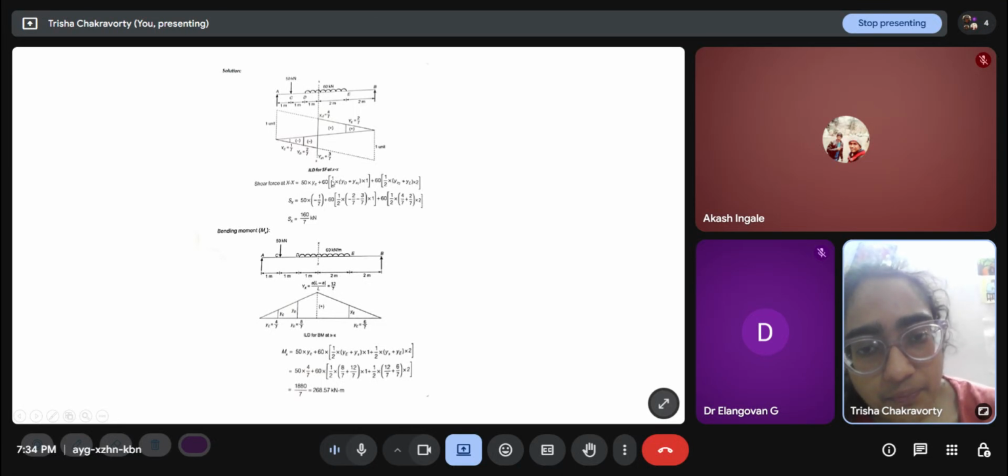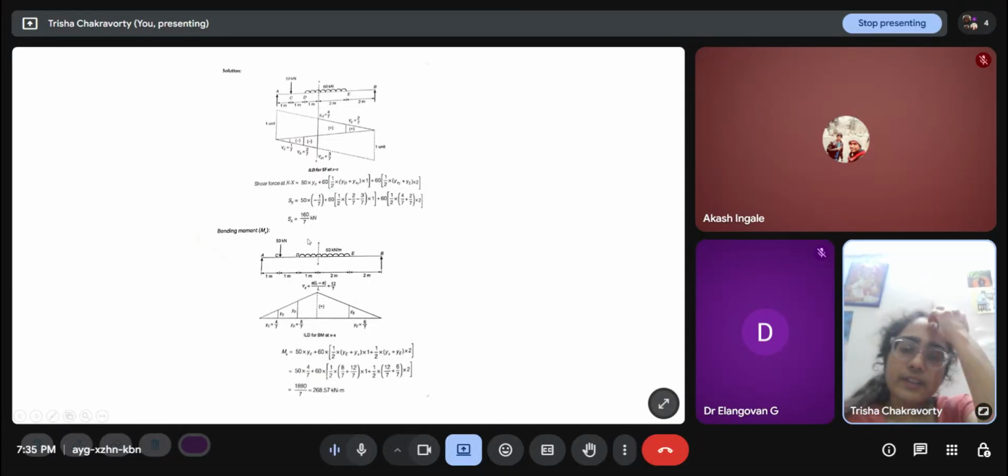So 60 into half, and this is a trapezium, half into YD plus YX1 into 1, this length is 1, plus 60 into half into this length 2 into yx2 plus ye. So we get this trapezium area positive, multiply with 60. You get this trapezium area negative and multiply it with 60. And you multiply this negative yc by 50. So I get the shear force.